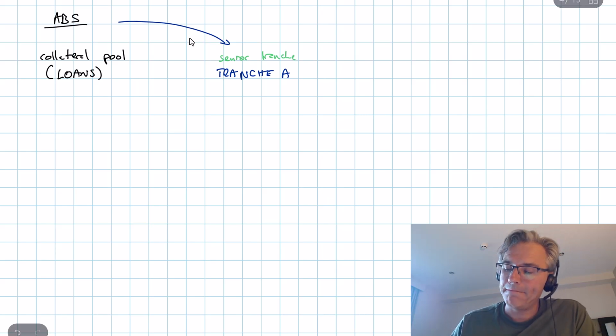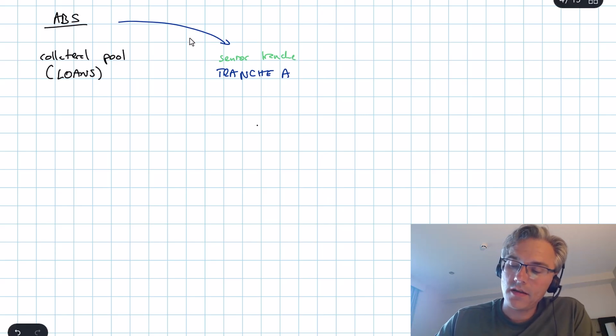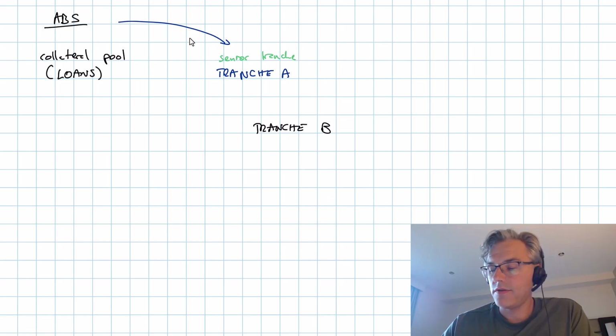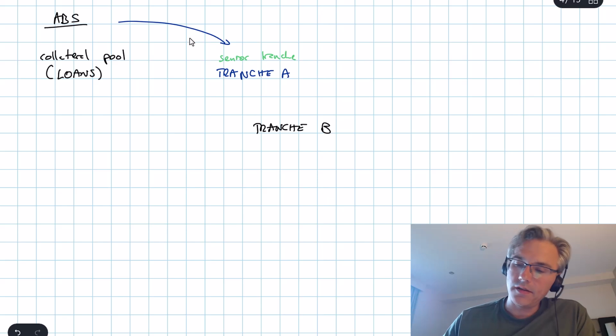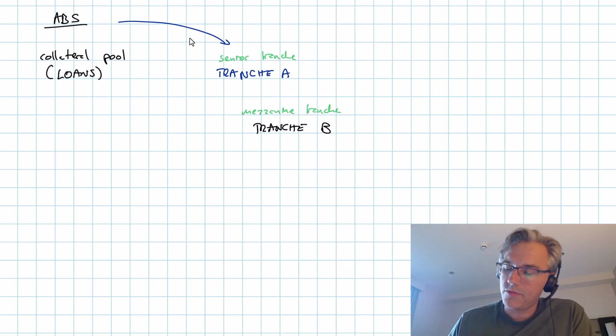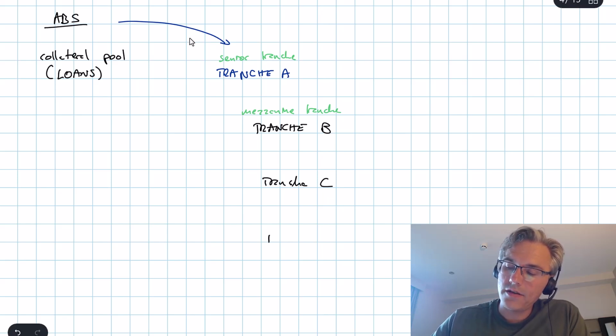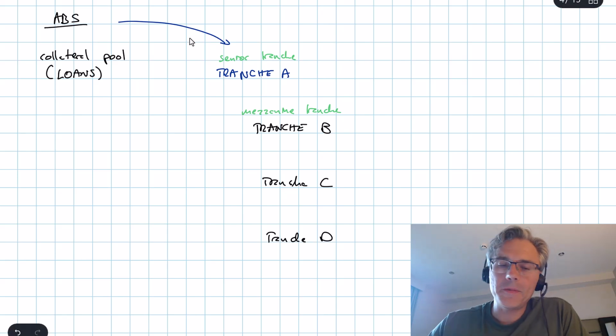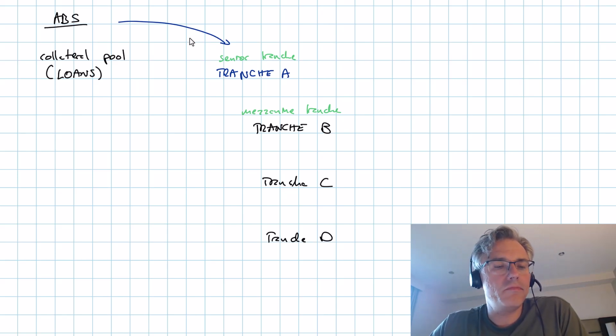Okay, you're going to have next something called tranche B, which is not senior, it's sort of in between. This kind of in between we often call mezzanine tranche, but don't worry about the names, I'm just giving you some alternatives. You'll obviously have tranche C as well, and you're going to have tranche D, and I could go on because sometimes you go all the way through the alphabet, but I'm not going to bother. That doesn't really add much.